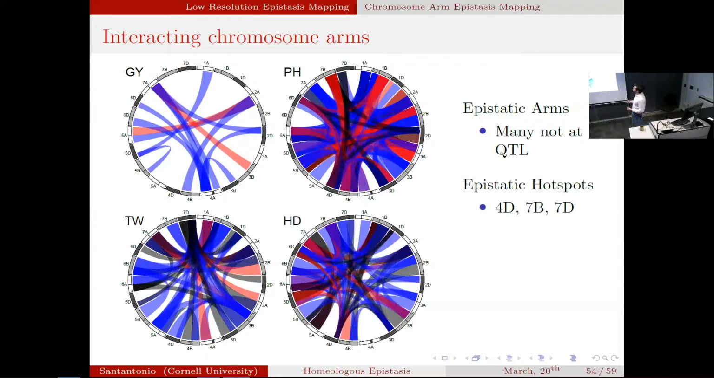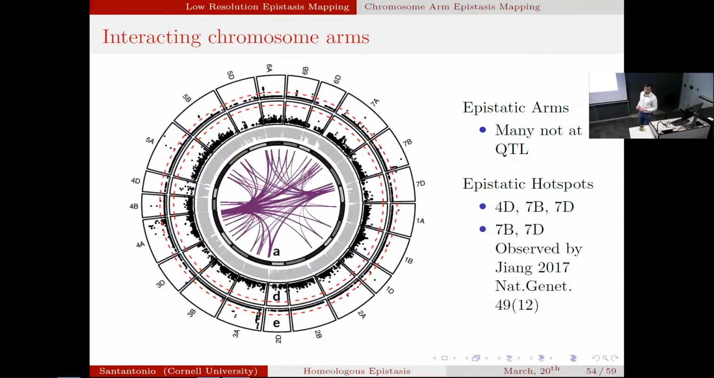And so we see some of these hotspots on 7D, 7B here, and 4D. Recently, there was a paper by Jiang that came out last year, and they also saw this enrichment at 7B and 7D. This is essentially the same plot, theirs is rotated. They saw that these two chromosomes appeared to be influencing a lot of regions. They also saw an area on 4A, which we didn't see, but we saw that 4D seemed to be important.